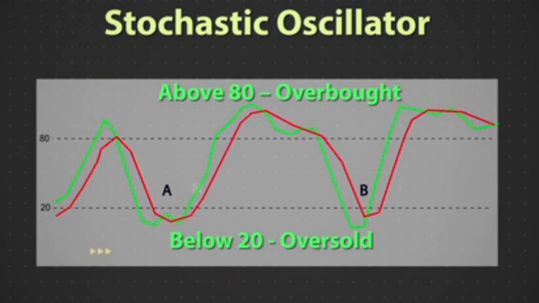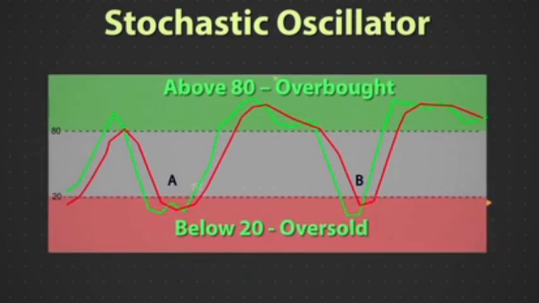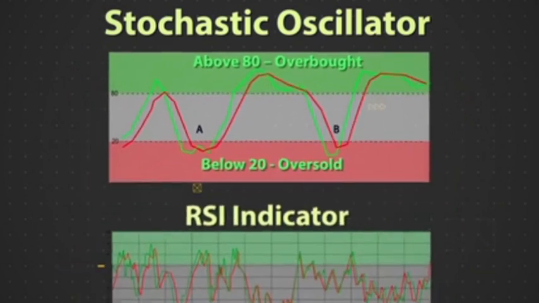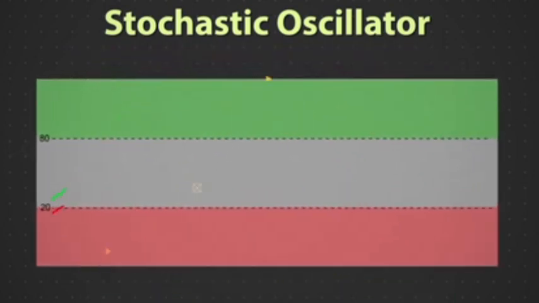As you can see here, this chart clearly depicts two zones. Above the 80 mark indicates an overbought zone and below the 20 mark indicates an oversold zone. Remember, don't confuse these values with that of the RSI indicator, which considers overbought to be above 70 and oversold to be below 30. You can use a simple technique to anticipate price reversal.